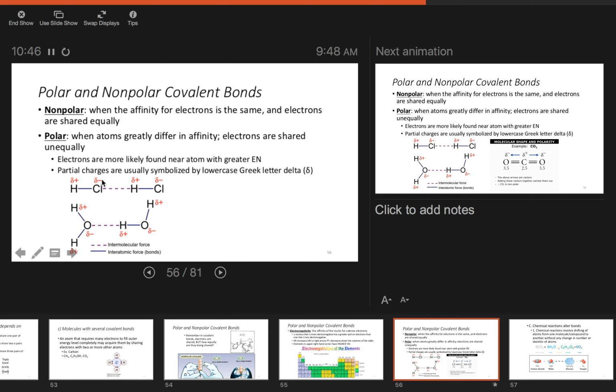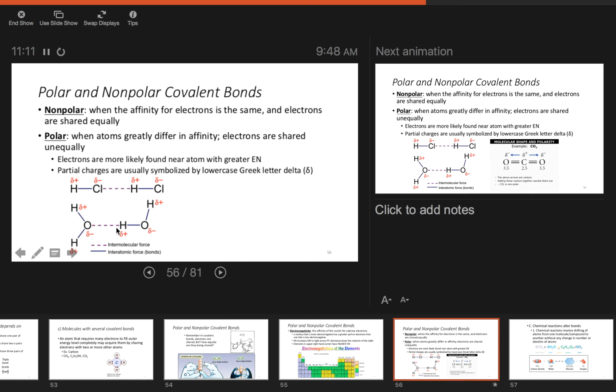So that means that my chlorine is going to be slightly more negative because the electron of hydrogen is going to be hanging out with chlorine more than it is with hydrogen. So I have a slightly partial negative charge and a slightly partial positive charge because hydrogen, I don't want to say lost that electron. It's just not hanging out with the electron as much as it should. So that's what it means by partial charges.